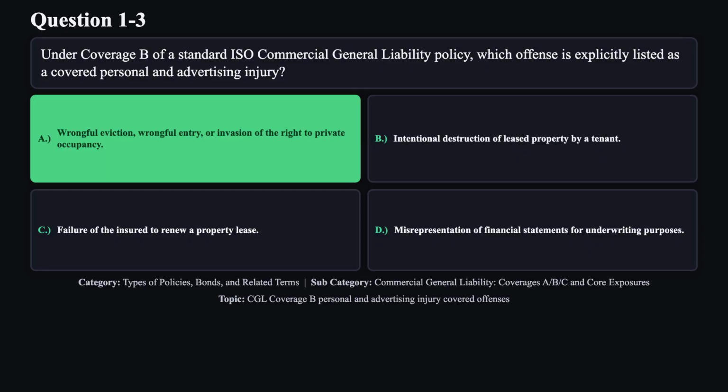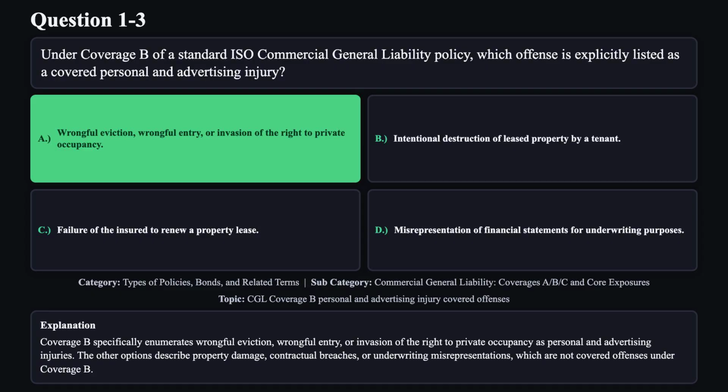The correct answer is A. Coverage B specifically enumerates wrongful eviction, wrongful entry, or invasion of the right to private occupancy as personal and advertising injuries. The other options describe property damage, contractual breaches, or underwriting misrepresentations, which are not covered offenses under coverage B.